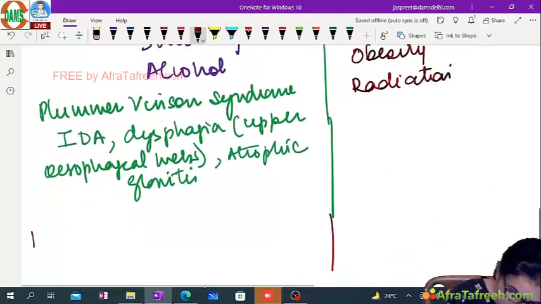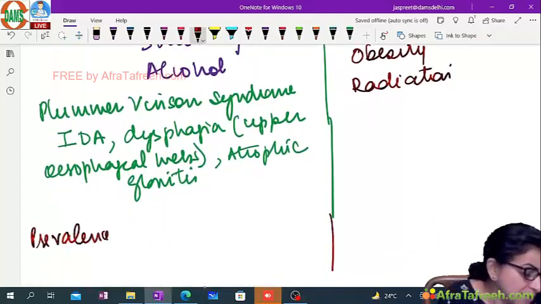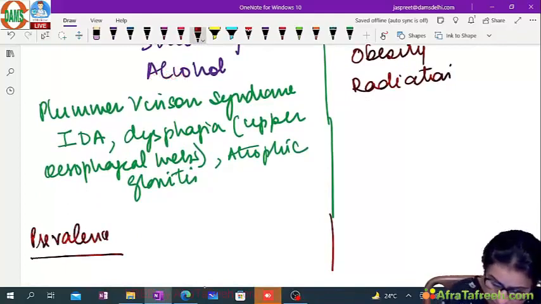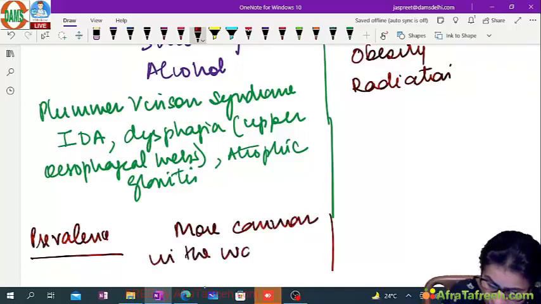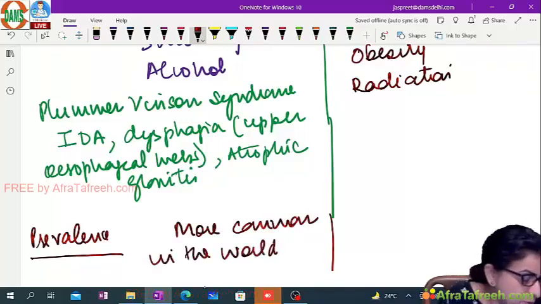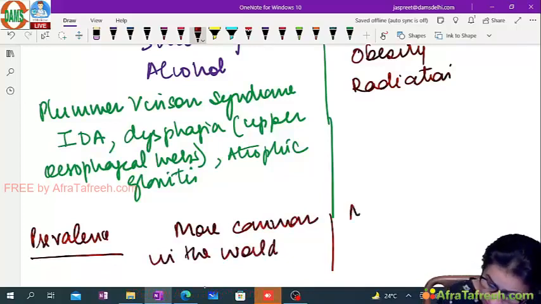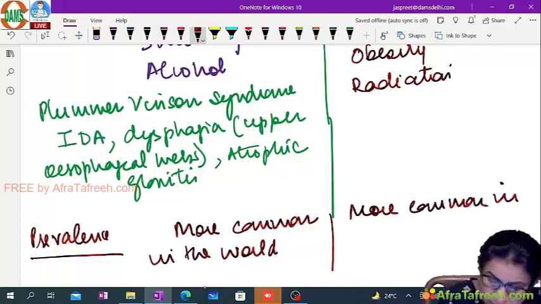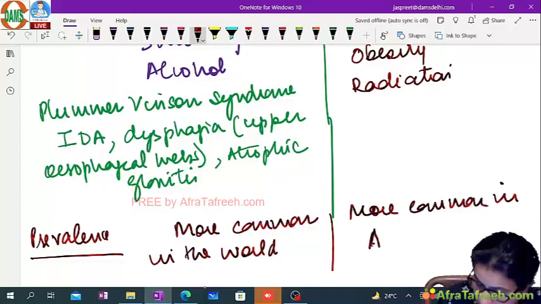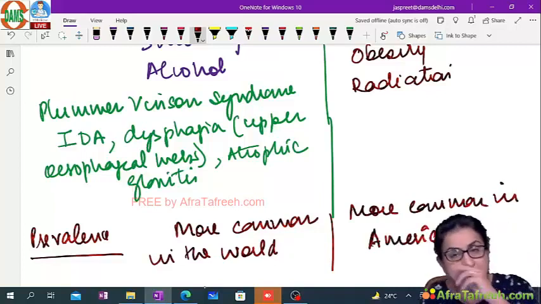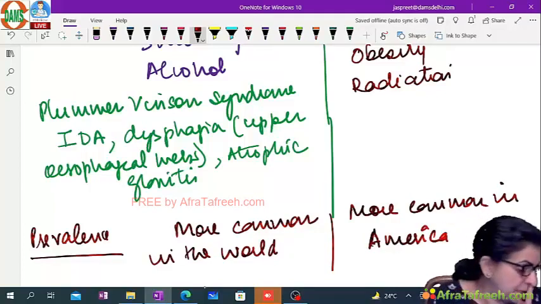Okay, then prevalence. Which is more prevalent where? More common in the world is squamous cell carcinoma. More common in India and everywhere else in the world. Whereas in America, in the West, adenocarcinoma is more common.